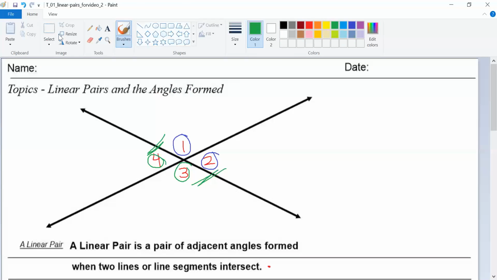Let's take an example here. Now let's go back over here. Let's say this angle is 100 degrees. This angle next to it, because they're a linear pair, has to add up to 180. So 100 plus 80 is going to give me that 180 degrees. That makes these 2 angles a linear pair. It also means that they are supplementary.